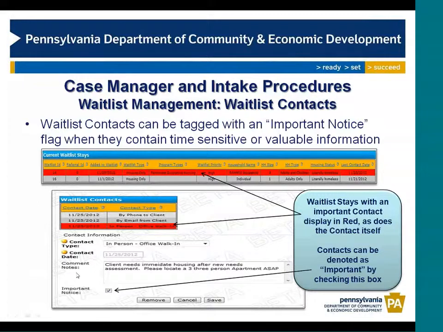So if you look at it and think other people may want to read it, leave it be, but once you realize the important information has been disseminated, you can go in here, uncheck that box, hit save again, and it will go back to a regular gray record within the system.